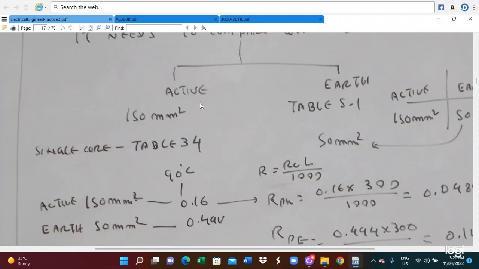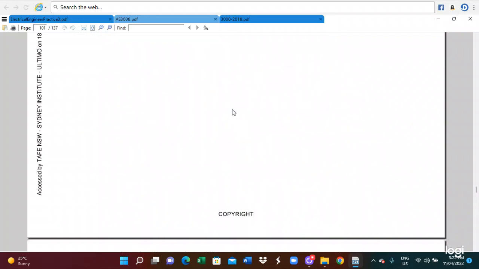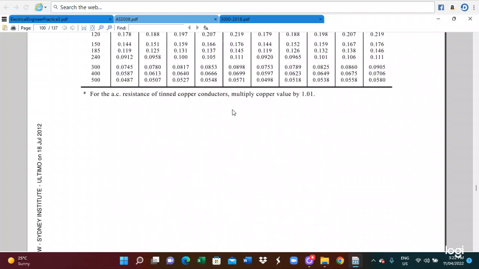On the active wire side, the impedance needs to be calculated. The earth wire impedance also needs to be calculated. For the active wire impedance, a 150 millimeter square cross-sectional area is given. This is single core, therefore we utilize Table 34, 90 degrees centigrade and 150 millimeter square. So we find the table is Table 34, because single core is Table 34.